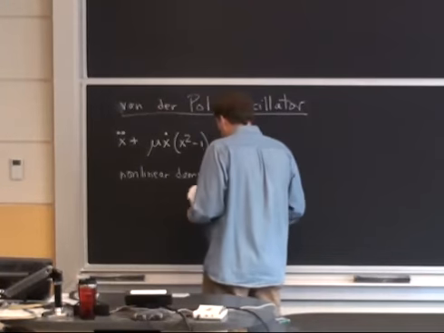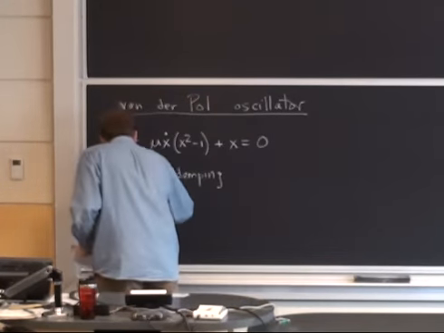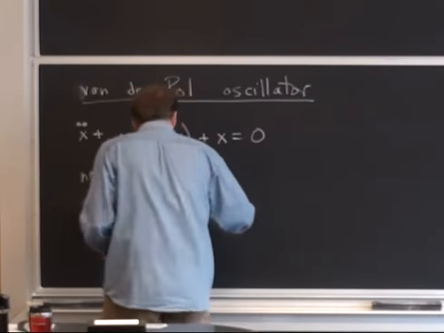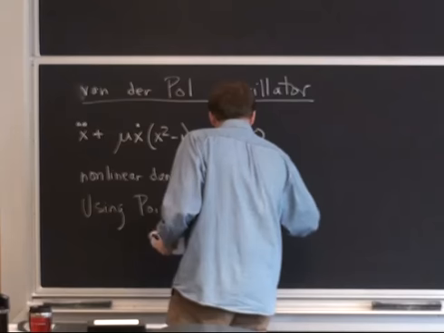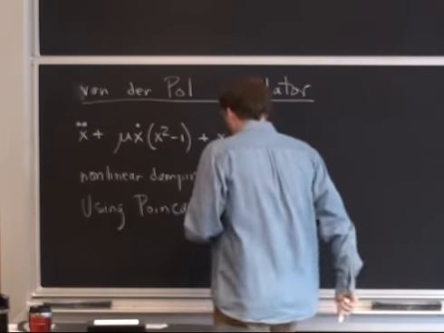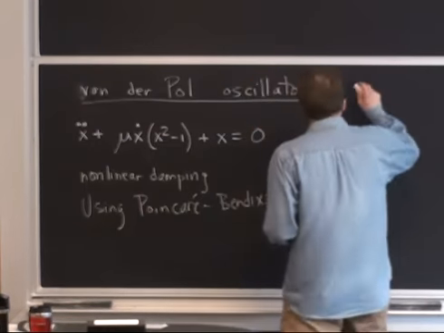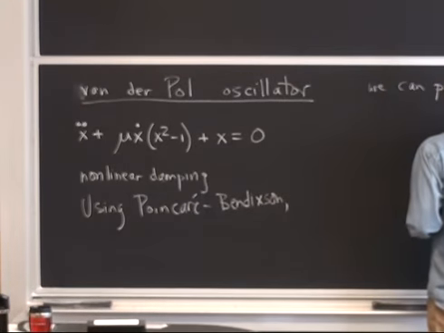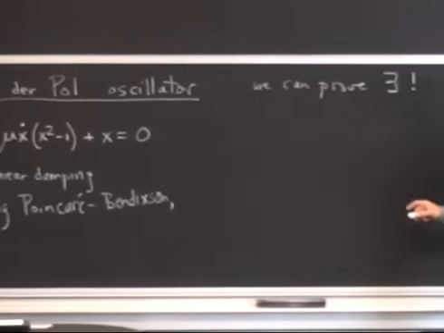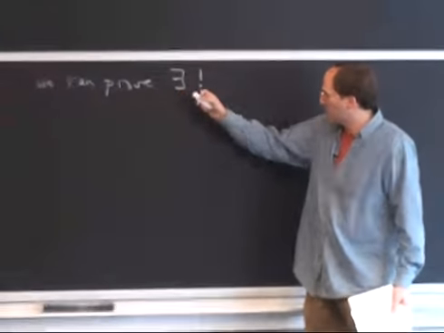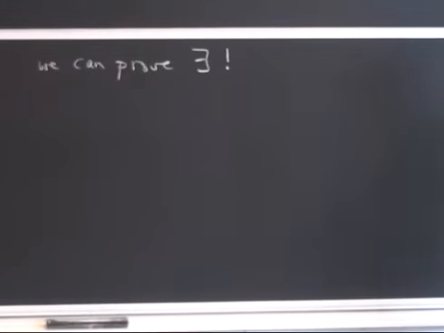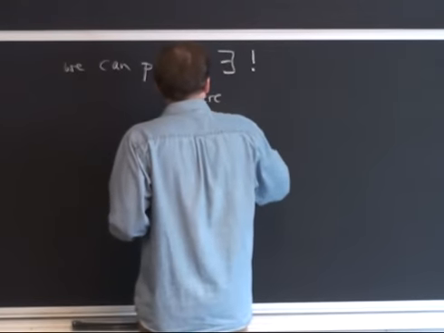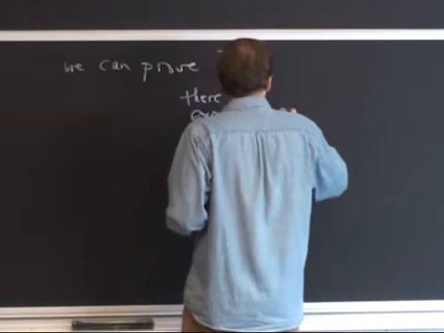So first thing is that using Poincaré-Bendixson style arguments, which I don't want to go into here, they're pretty elaborate, we can show that there exists a unique, with the exclamation point I already discussed meaning unique, limit cycle.